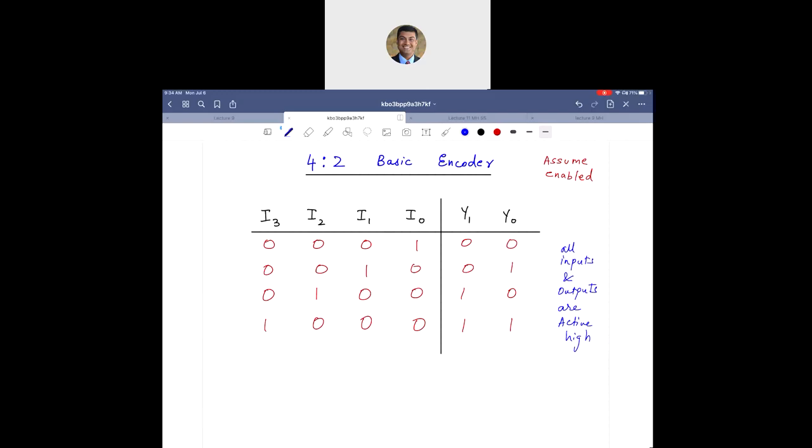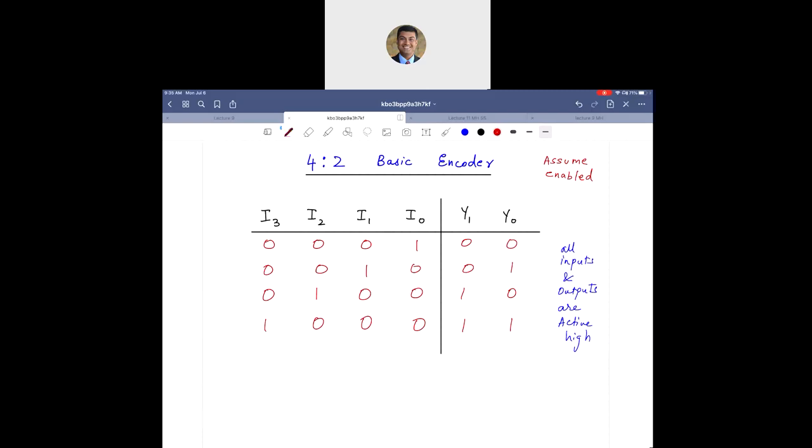I have made sure that I only have those four cases where only one input is active at any given time. I'm putting a lot of responsibility on the user here with the basic encoder. And to keep things simple, I've assumed that it is an enabled encoder. So what do you do with any combinational logic design? You write expressions for the output in terms of the input.